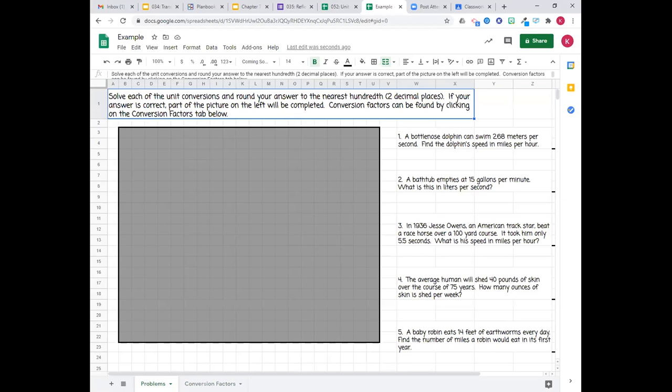All right, so let's look at the first one. It says a bottlenose dolphin can swim 268 meters. Hold on, I can't read that. My eyes are too bad. Let me get my paper. Sorry, hold on, guys. I gotta get my paper.